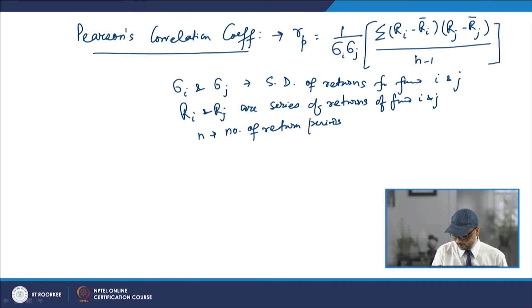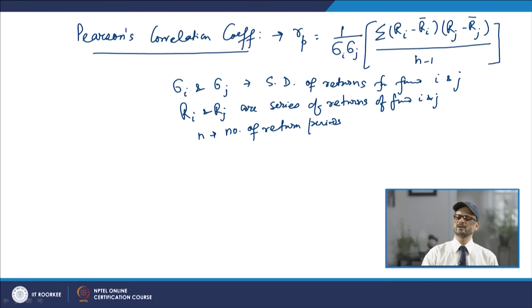So, once the return values for the two funds are given, you have to calculate the standard deviation values. You will be calculating Ri minus Ri prime, and similarly Rj minus Rj prime, and if you have 5 readings, you will be dividing by 4, and then calculate the standard deviation of the 2 readings.